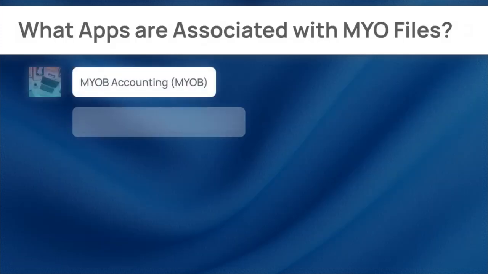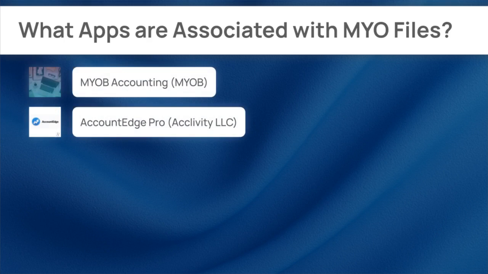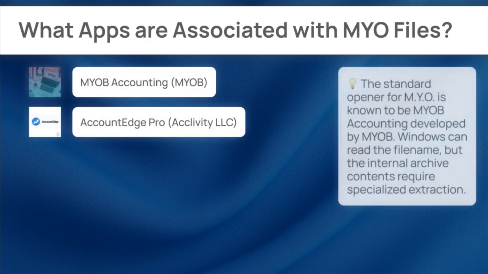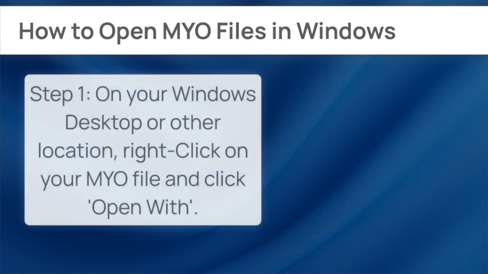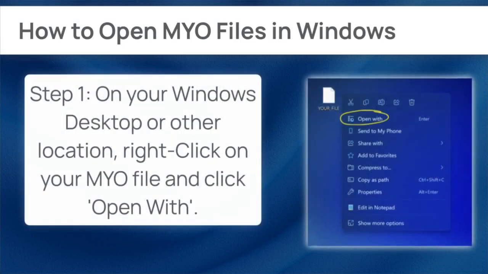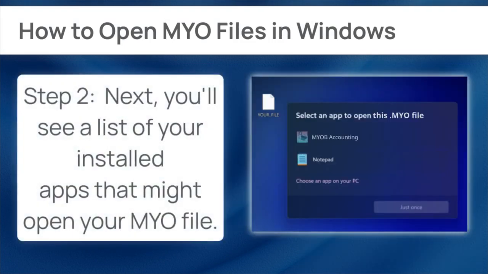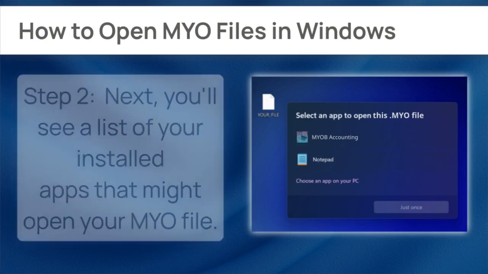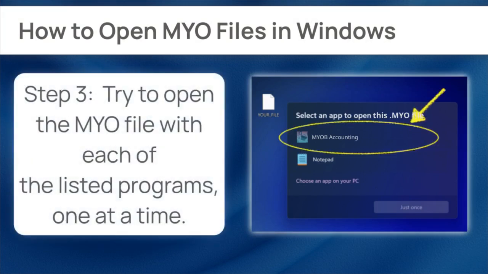The core professional tool for handling the MYO format is MYOB Accounting from MYOB. For complete access to all file resources, a dedicated program is needed. Windows shows limited internal detail, so proper reading depends on the program designed for that format. Open the menu by right-clicking your MYO file and choosing Open With. Try MYOB Accounting first. If it's absent, select another program.